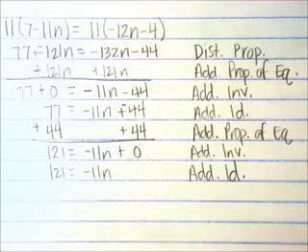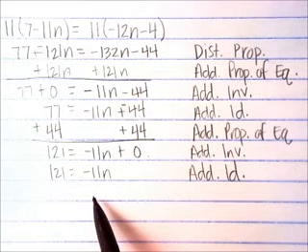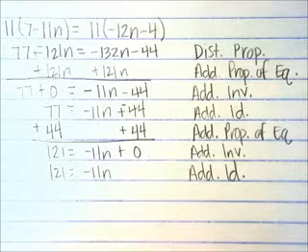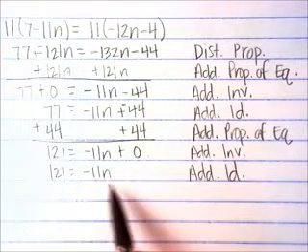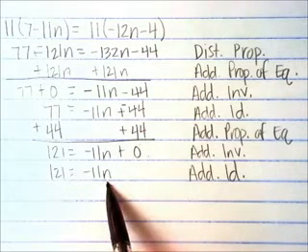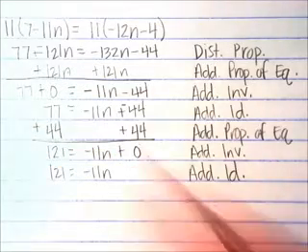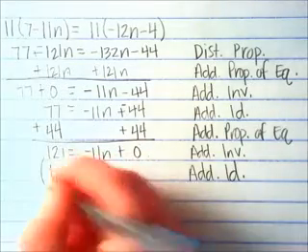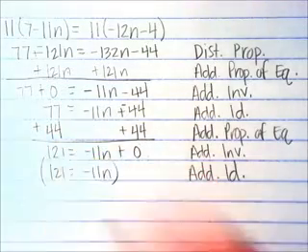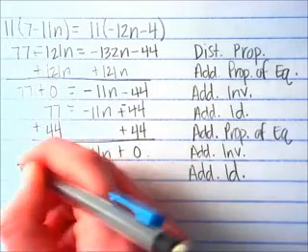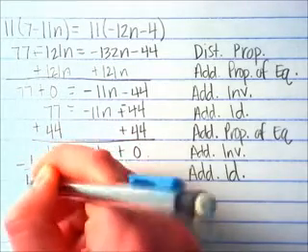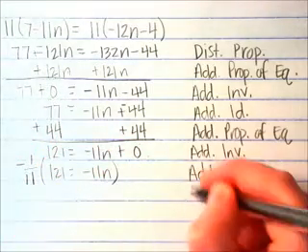All right, now we're ready for step 5. We want to multiply by the reciprocal of the coefficient of your variable. That's a mouthful. There's your variable. Its coefficient is negative 11. So we want to multiply both sides by negative 11. Oh, I'm sorry, by the reciprocal of negative 11, which is negative 1/11. And I'm going to write that down here.